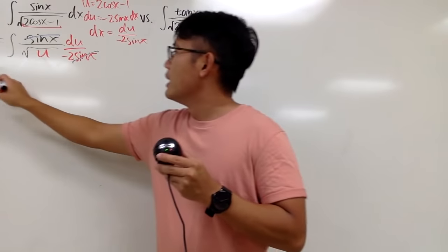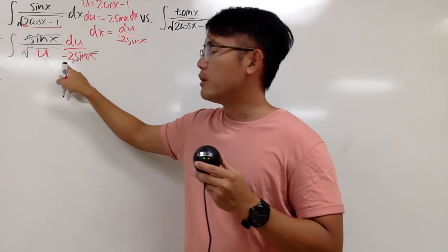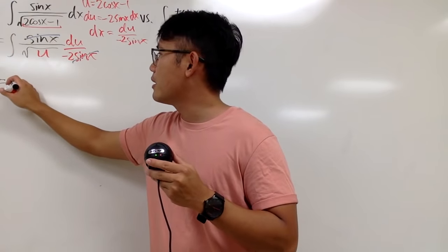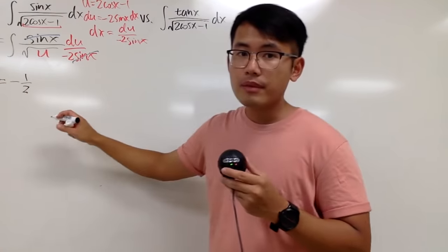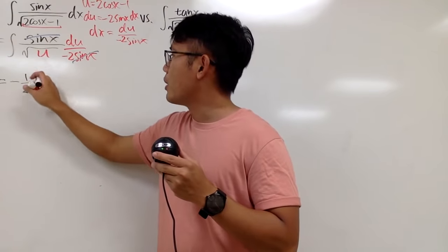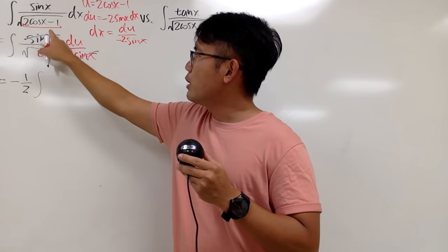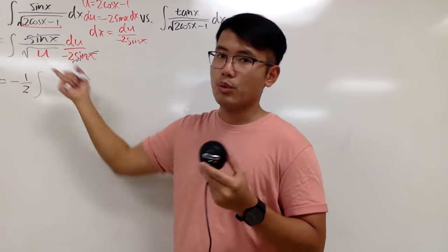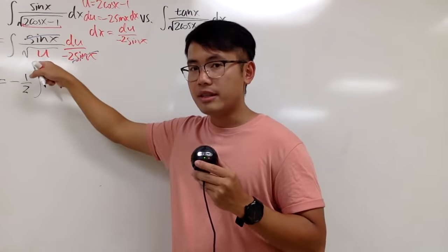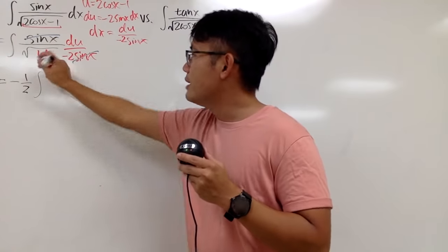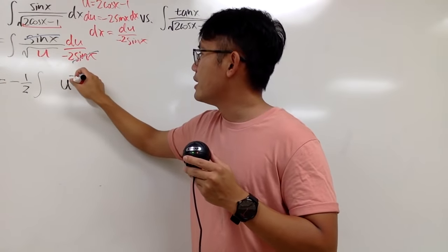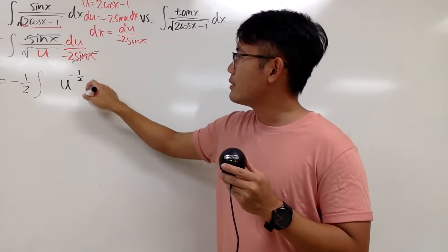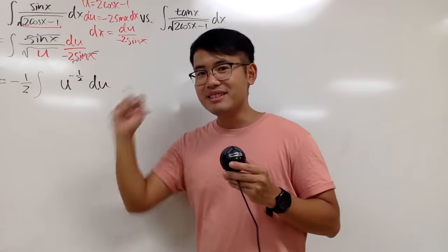And let's see, we have this 1 over negative 2. Therefore, let me just take that to the front, right here, negative 1 over 2. And then we have this integral, and we pretty much have 1 over square root of u. And we know square root is 1/2 power, but since this is in the denominator, we will write this as u to the negative 1/2 power. And everything is in the u world.